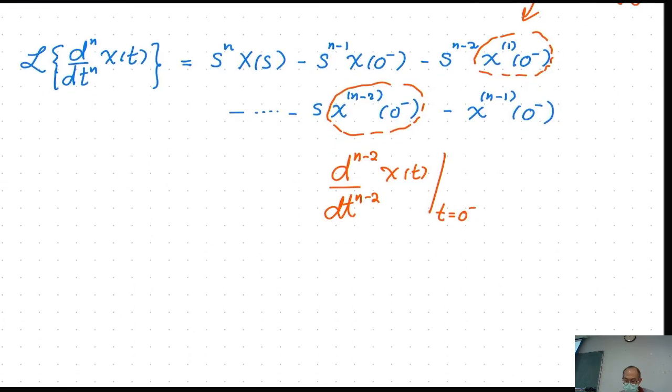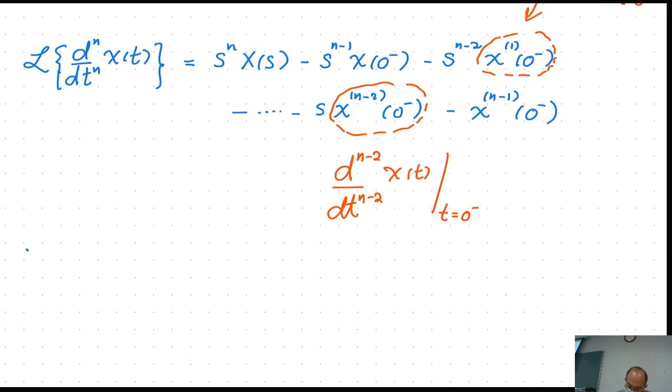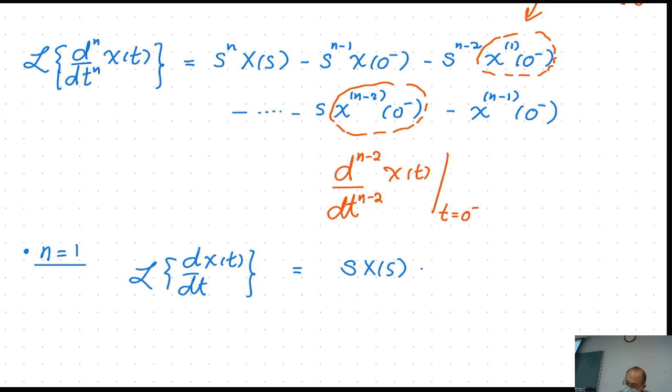Now a special case, for n equal to 1, we have the Laplace transform of dx by dt, which is s times X of s, minus x at time 0 negative. This is the special case when n is equal to 1. We will have only 2 terms, because 1 minus 1 is 0. It means that we are doing 0 derivative, which means that we are not doing a derivative at all.